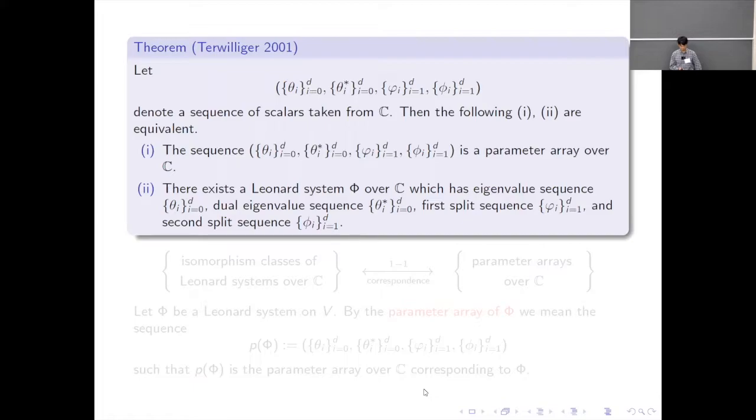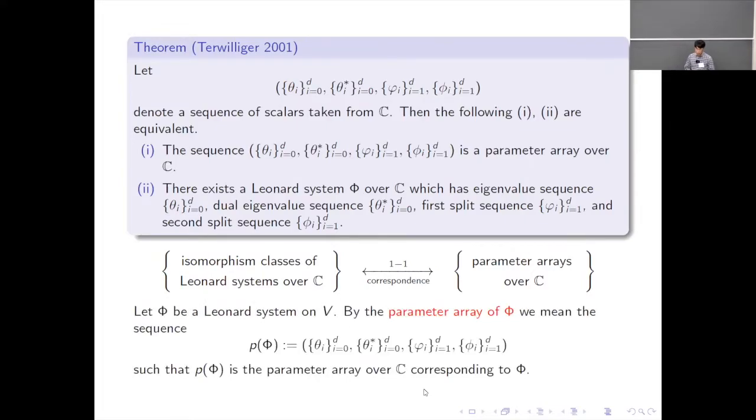vice versa. So by this theorem, we find a one-to-one correspondence between the set of isomorphism classes of Leonard systems over C and parameter arrays over C. When we have a Leonard system Phi, we say the parameter array of Phi means this sequence is the parameter array over C corresponding to the Leonard system Phi. Okay.